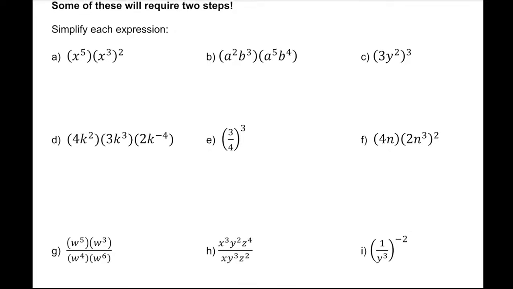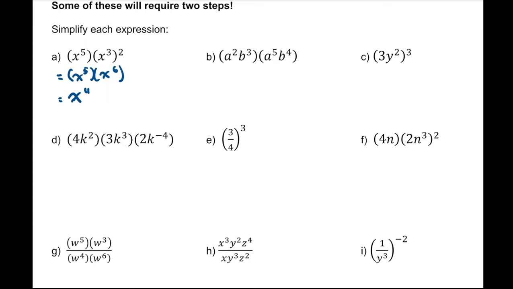So x to the power of 5 times x to the power of 3, all to the power of 2. So this has multiple power laws. I'm going to follow the order of operations. I'm going to do the exponent first before I worry about multiplying. So x to the power of 3 to the power of 2. This means I have to multiply my exponents, so it becomes x to the power of 6 times x to the power of 5. Then I add my exponents because I'm multiplying powers. This becomes x to the power of 11.